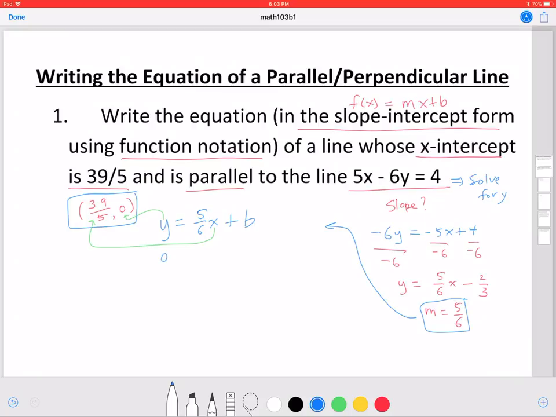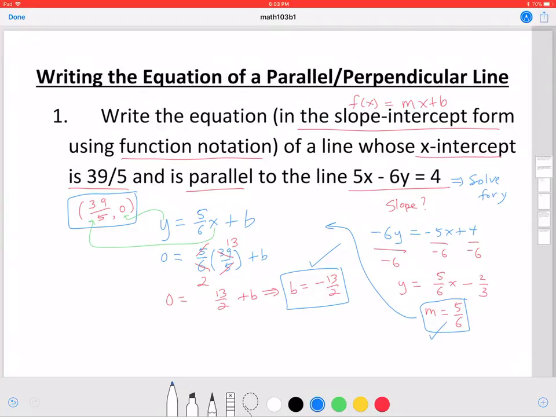I'm simply going to substitute those values in. Then that'll give me 0 is equal to 5 over 6 times 39 over 5 plus b. When I'm done with this step, I should be able to compute b. I know they look like ugly fractions, but it turns out pretty nice because 5 will cancel out. 6 and 39 are both divisible by 3. So I have 0 is equal to 13 over 2 plus b, which tells me that my b is negative 13 over 2.